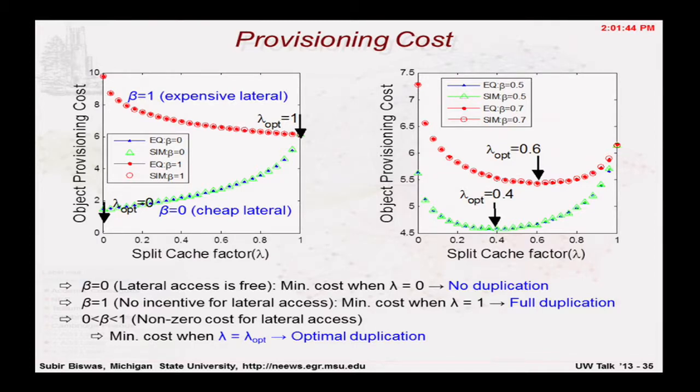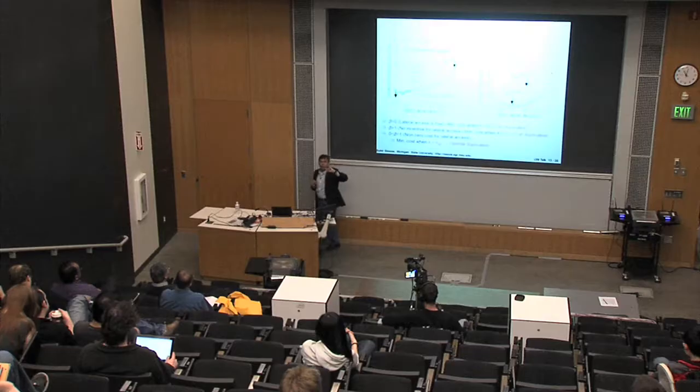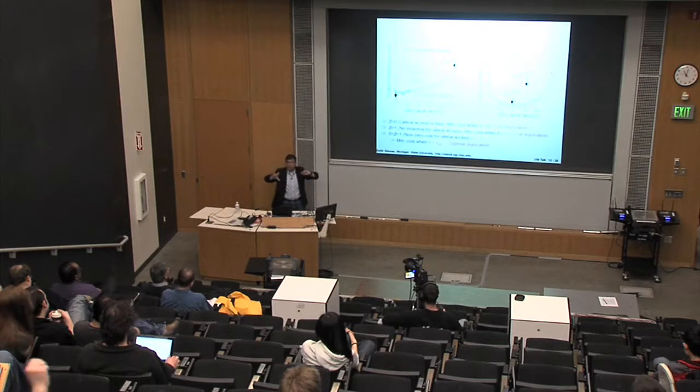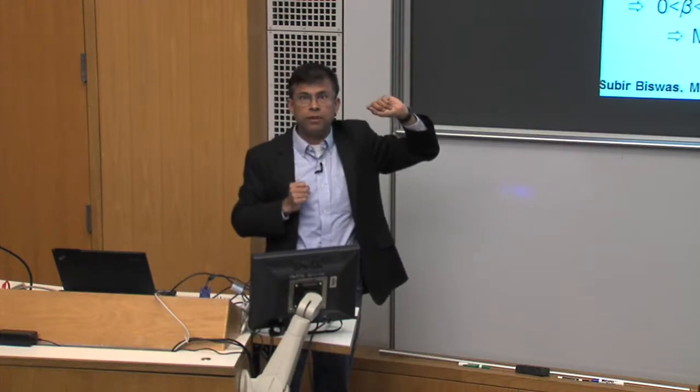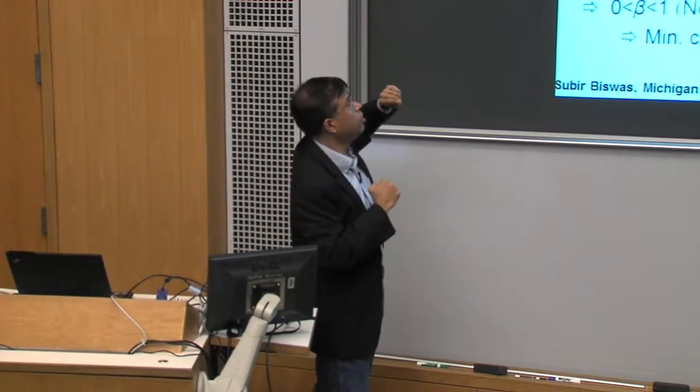Okay, so if you look at the left graph, I'm going to just tell the take-home messages here. In the left graph, when beta equals 1, what that means is that beta is the ratio of the cost for lateral download to the cost of vertical download. So beta equal to 1 means that the lateral download is as expensive as getting it from the server, which is obviously not going to be practical.